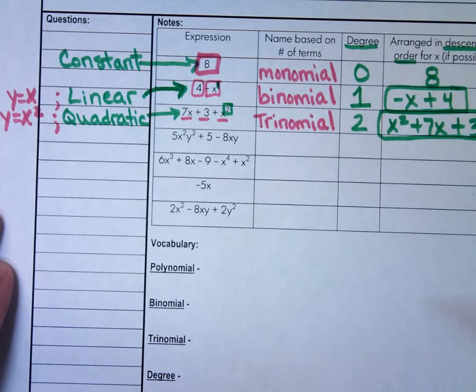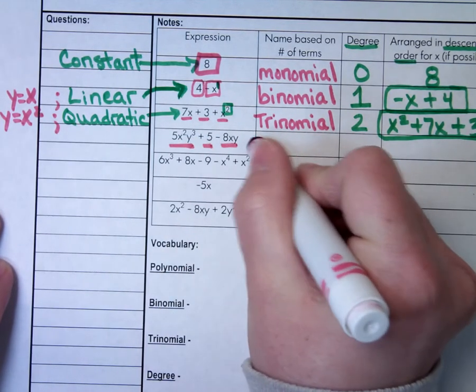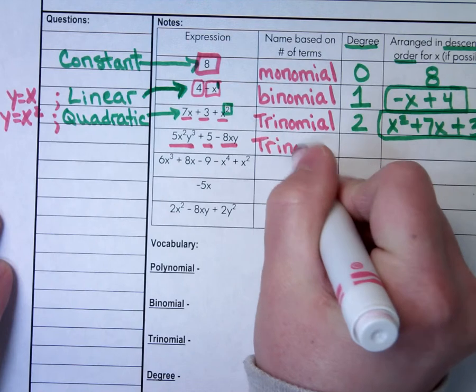Okay, this next one, we've got 1, 2, 3 parts, so this is another trinomial.